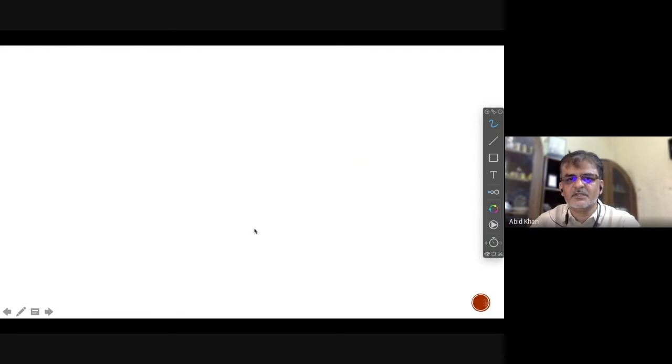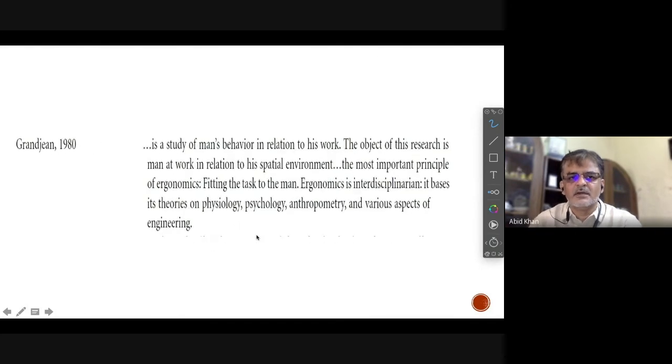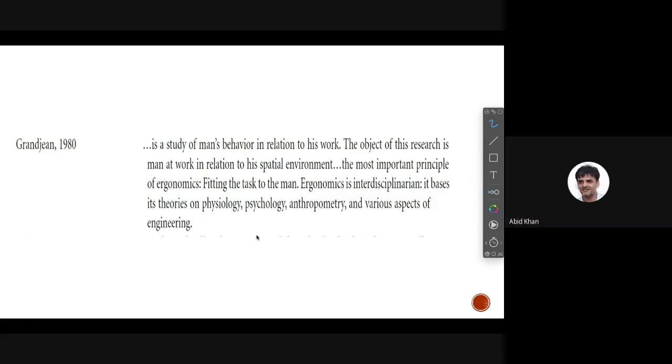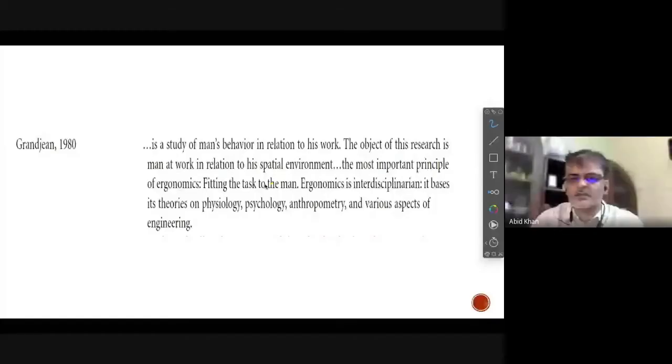Another definition, Grandjean's: ergonomics is a study of man's behavior in relation to his work. The object of this research is man at work in relation to his spatial environment. The most important definition of ergonomics is fitting the task to the man rather than fitting the man to the task. This is the most important part of the definition. It is the simplest definition of ergonomics.